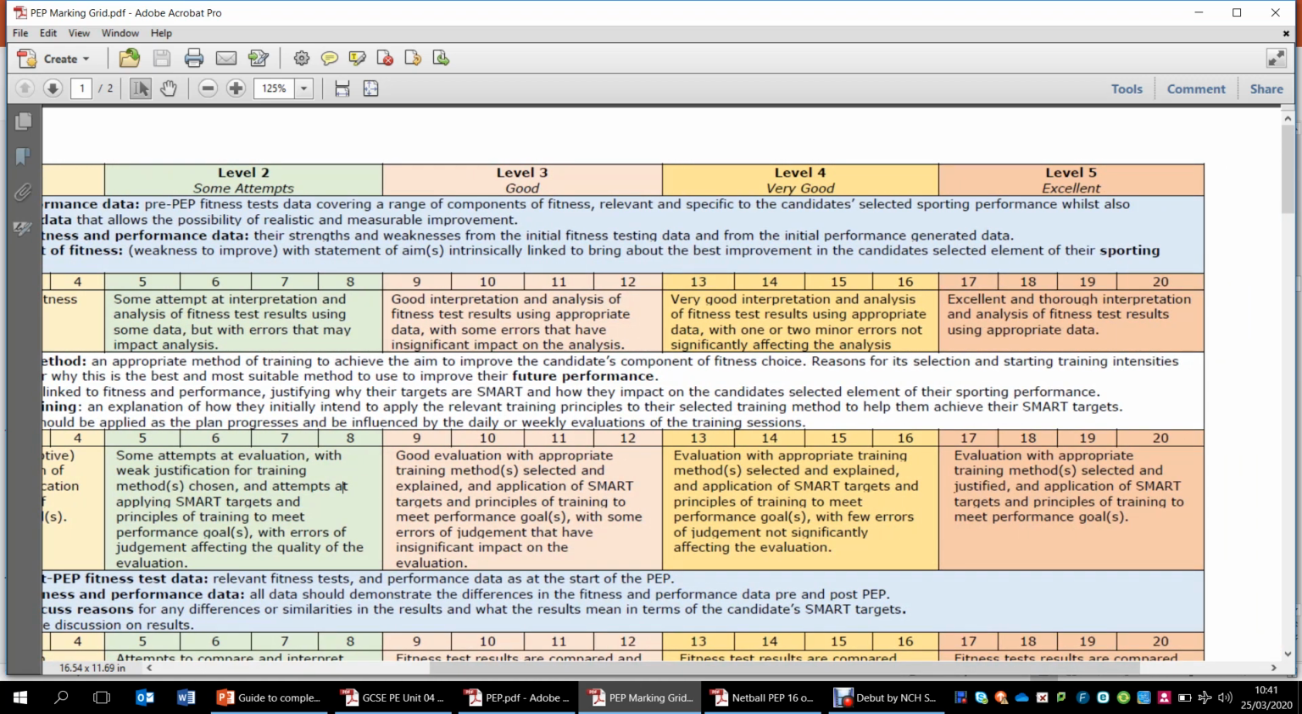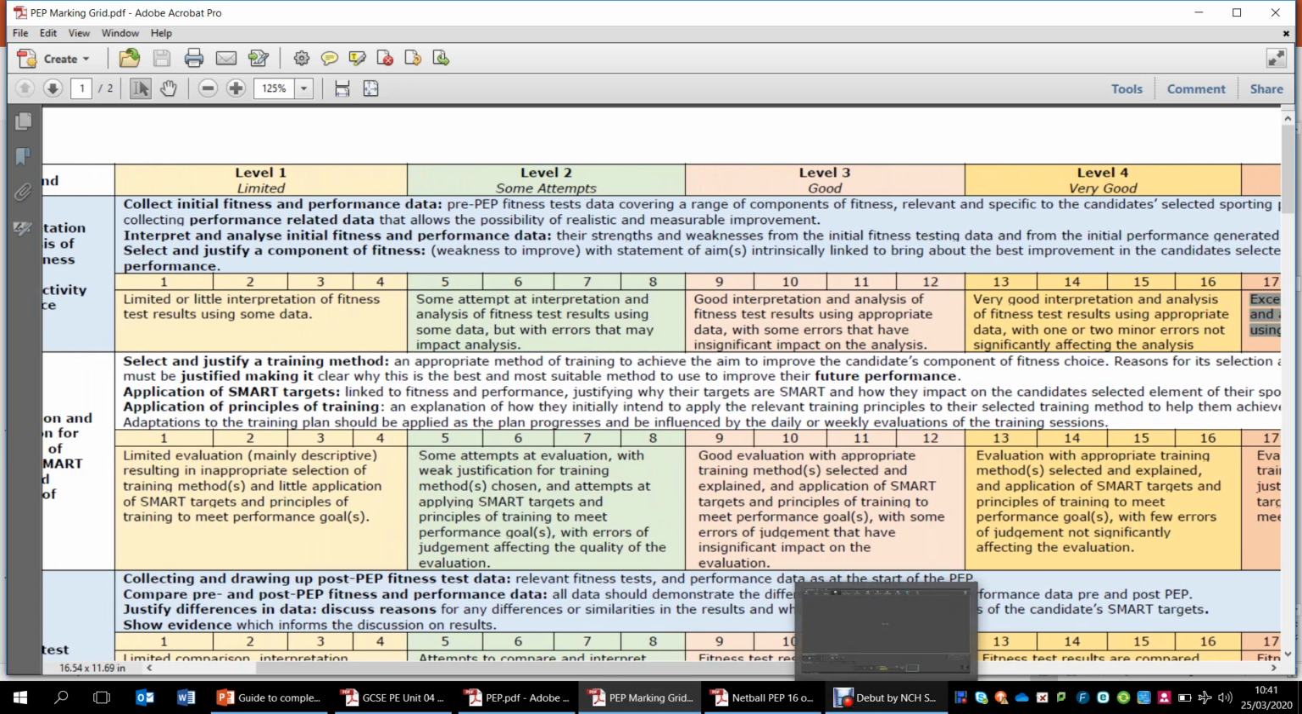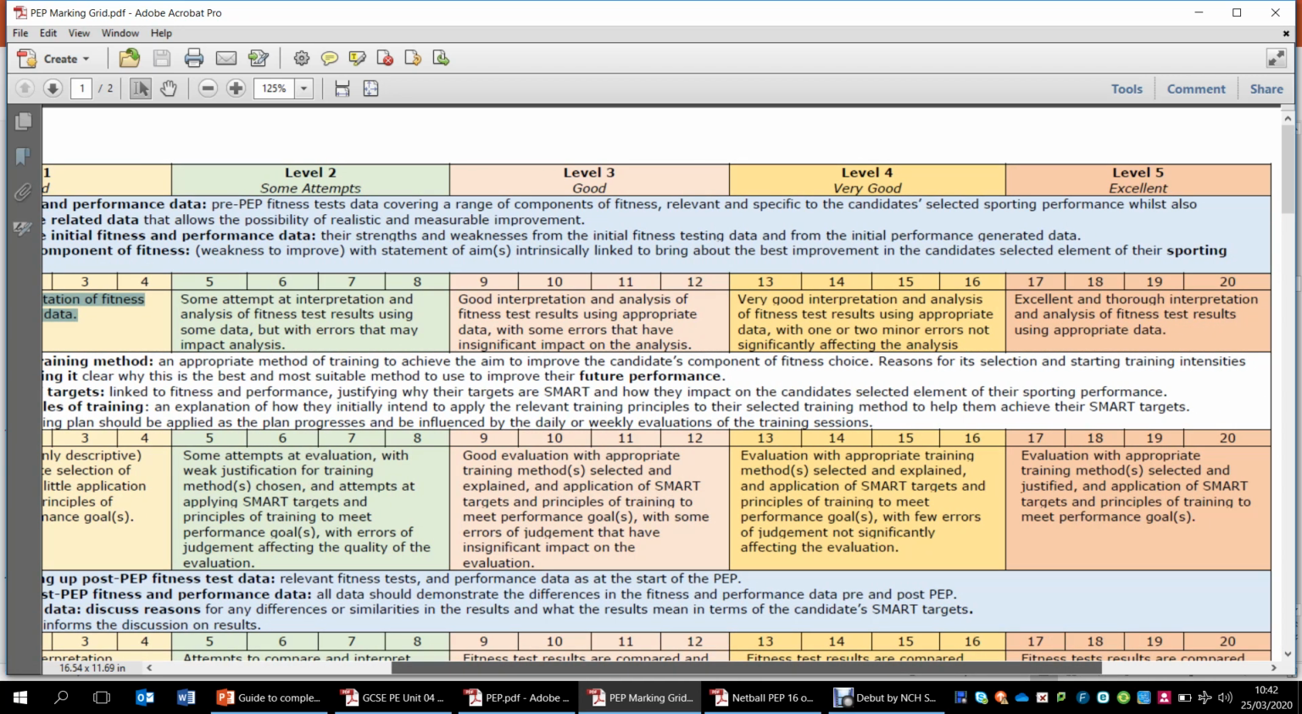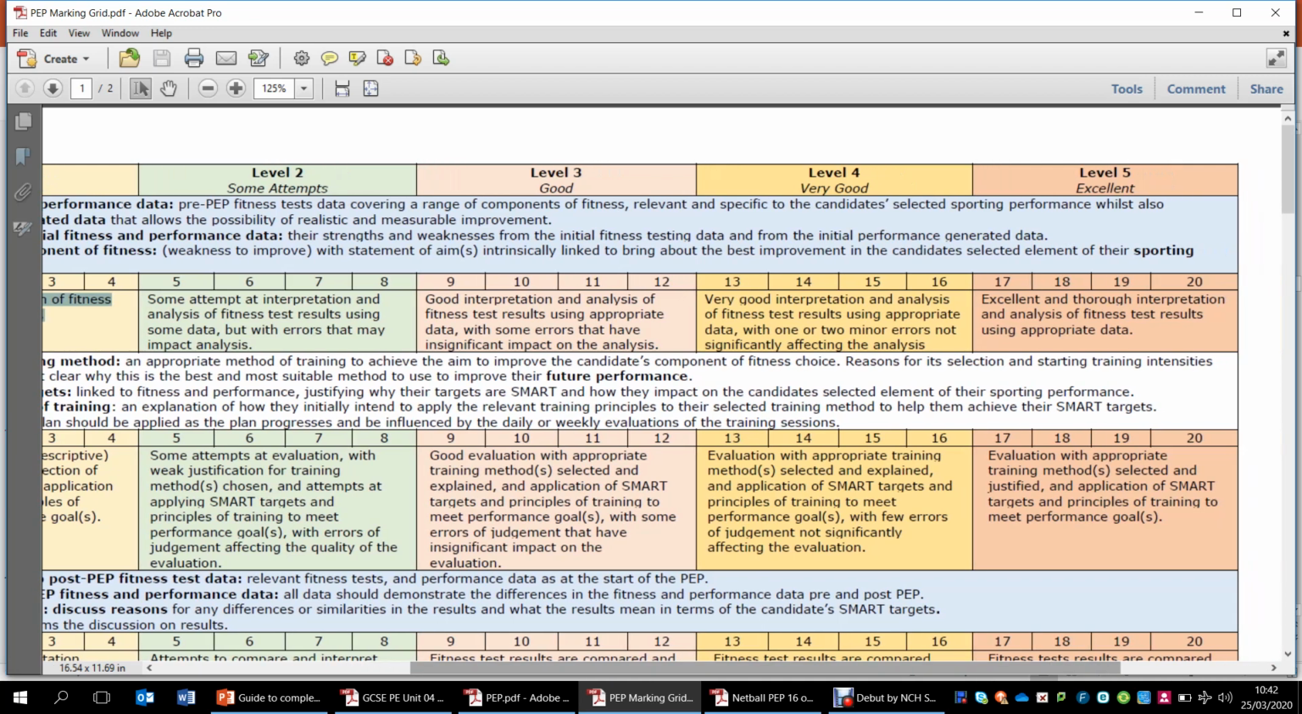So if you look at band 5, ultimately this is where we'd all like to get to. Excellent and thorough interpretation and analysis of fitness test results using appropriate data. Whereas if we flick down to a band 1, it starts off as limited or little interpretation of fitness test results and data. So you may have put your results, you may have said whether they're good, average or above average, but you've not interpreted, so there's no link to performance in band 1. If you look at band 3, it's a good interpretation and analysis of fitness test results using appropriate data, with some errors that have insignificant impact on the overall analysis. Read into that what you will, but it's quite a straightforward approach. If you get that analysis and interpretation right, you could then ultimately do a really solid analysis.